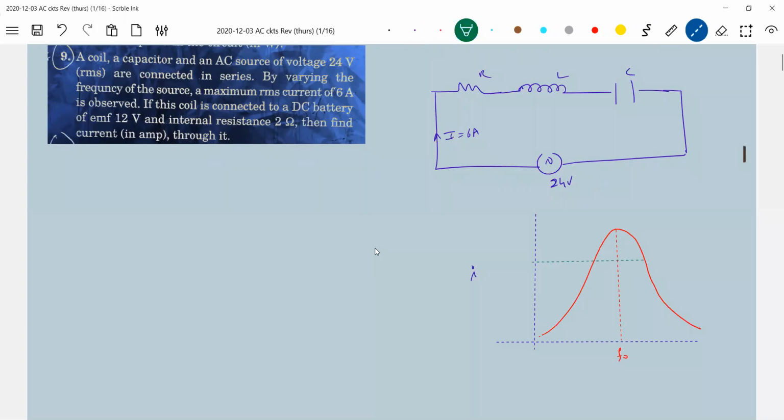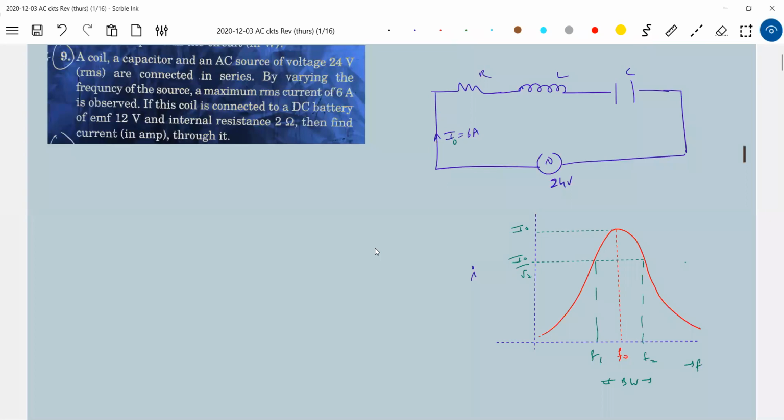Then we have this current, the maximum current. Let me call that I naught. So this will be I naught by root 2. Then we'll have the cutoff frequency. There are a lot of formulas, quality factor, so many, and this is called the bandwidth. Let me just share the ideas.